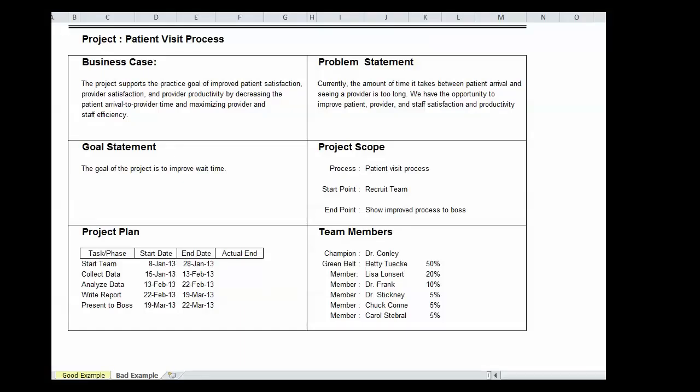Welcome back. Now that you've had a chance to look at this charter, how many problems did you find? There are at least 6 here, so let's go take a look item by item. Let's start with the business case.